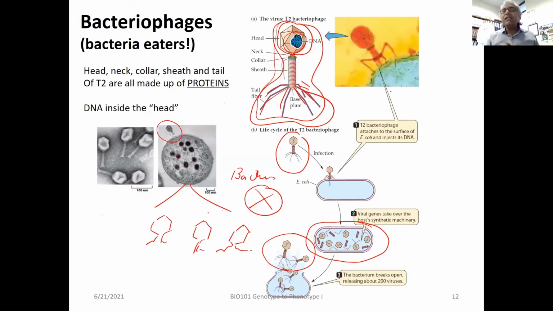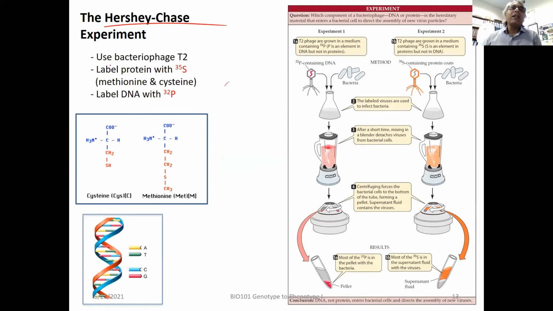Now, they came up with this idea because they had very good fundamentals. They knew that the DNA molecule contains sugar, phosphate, and what else? Nitrogenous bases. And protein, what is protein made up of? Sir, amino acids. Very good. So proteins are made up of amino acids.